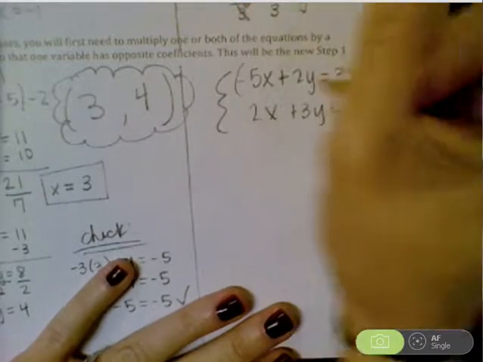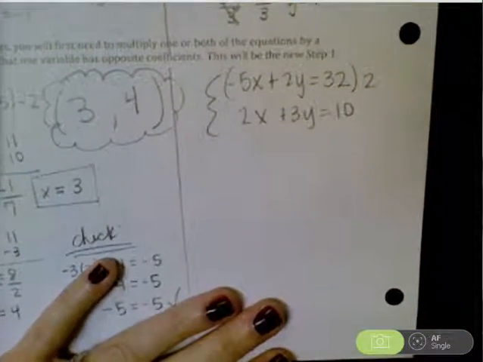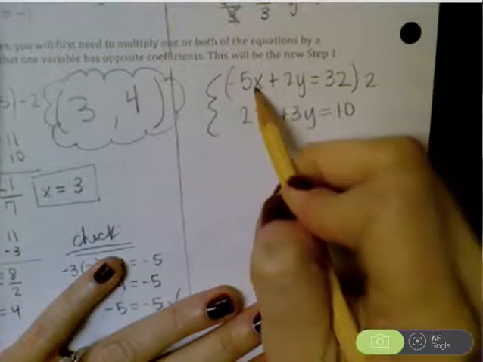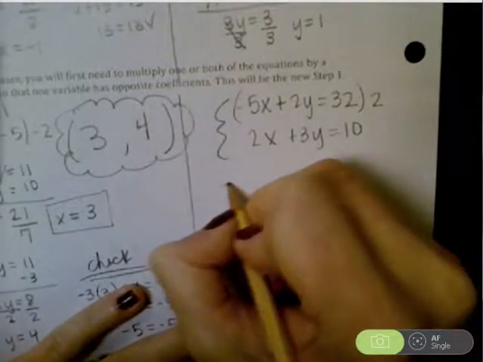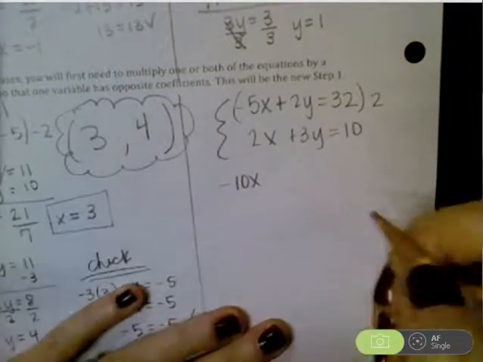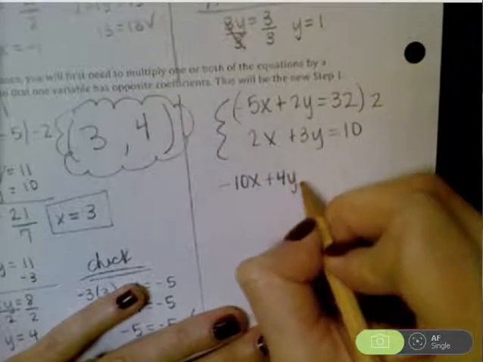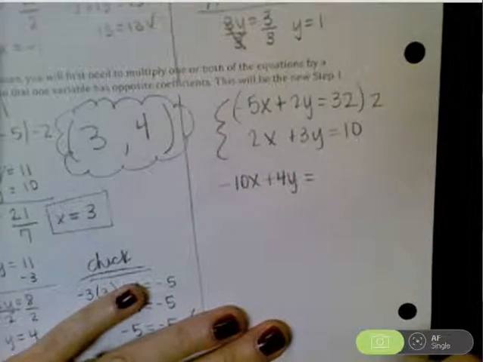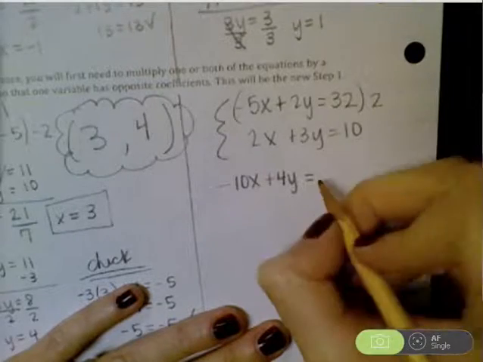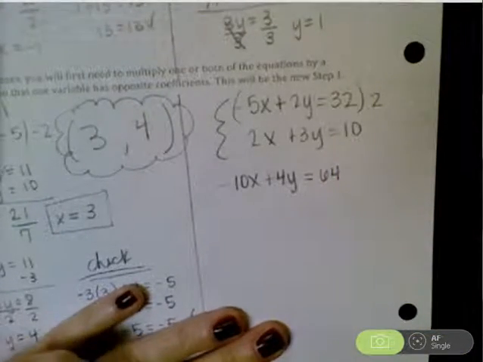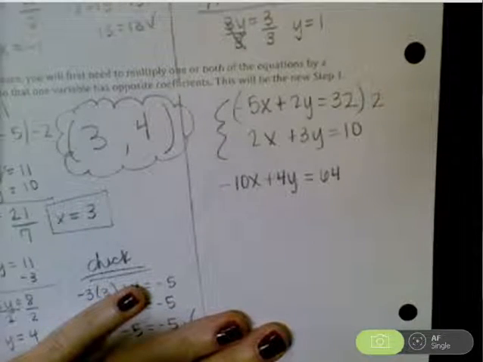Yes, so I'm going to multiply everything in the equation by 2. Whatever you do to one term, you have to do to everything to keep the equation consistent. So 2 times negative 5x, negative 10x. 2 times 2y, 4y. And 2 times 32 would be 64.